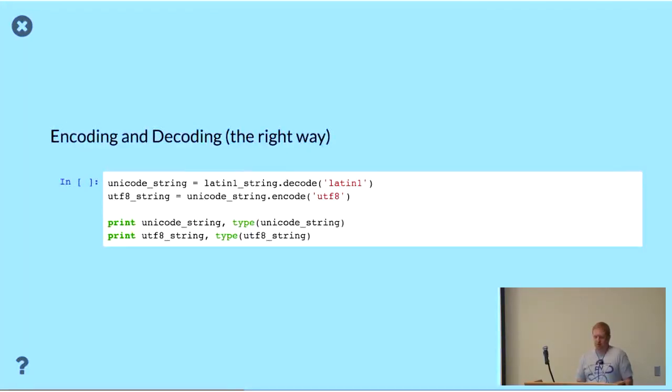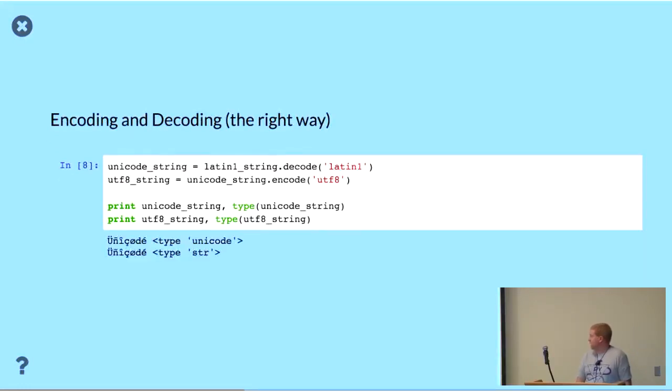So just to prove to you that you can do encoding and decoding correctly in Python 2, we have a byte string here, and we're going to decode it as Latin 1 because we know that's the encoding of it. And then we're going to encode it from the Unicode back into UTF-8. And see, no errors. It worked.